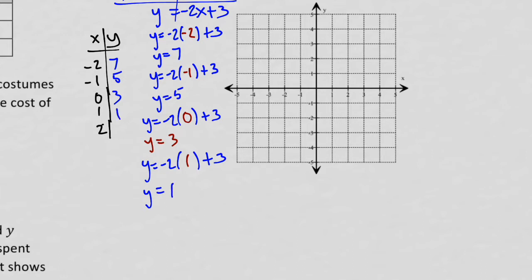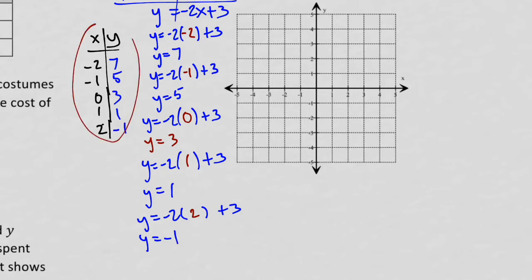That gives you 1. And the last one, y equals negative 2 times x plus 3. We're going to plug in 2. Negative 2 times 2 is negative 4. Negative 4 plus 3 is negative 1. There you go. You take those points and you plot them on the graph and you're done.